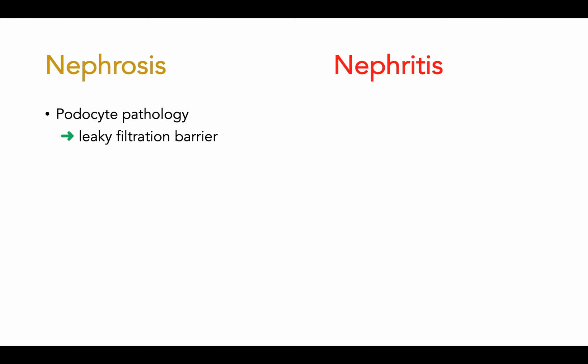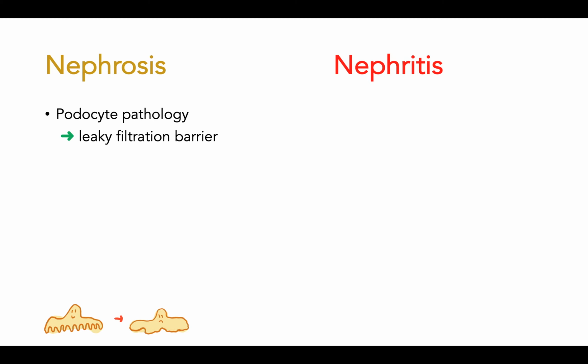So in order to become familiar with the difference between nephrotic and nephritic syndromes, I find it helpful to think about the difference between the conditions of nephrosis and nephritis. So first of all, nephrosis refers to pathology with the podocytes. Now these are the cells with the foot processes, that's why they're called podocytes, which sit on the filtration barrier and make it a barrier.